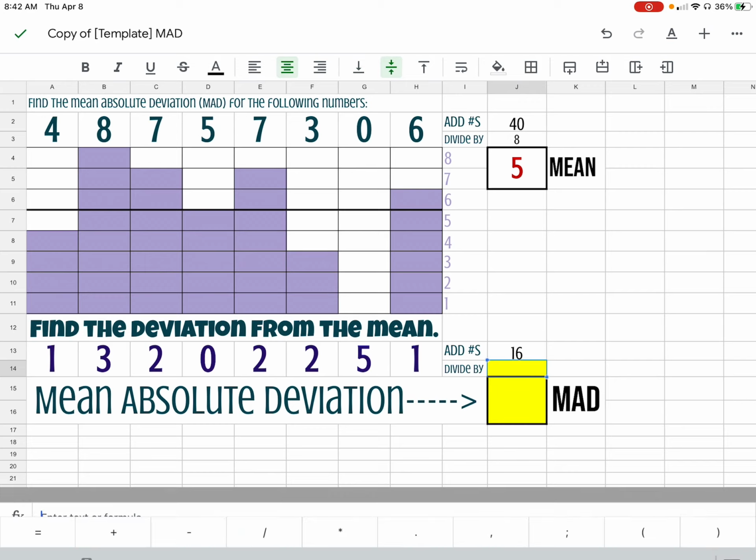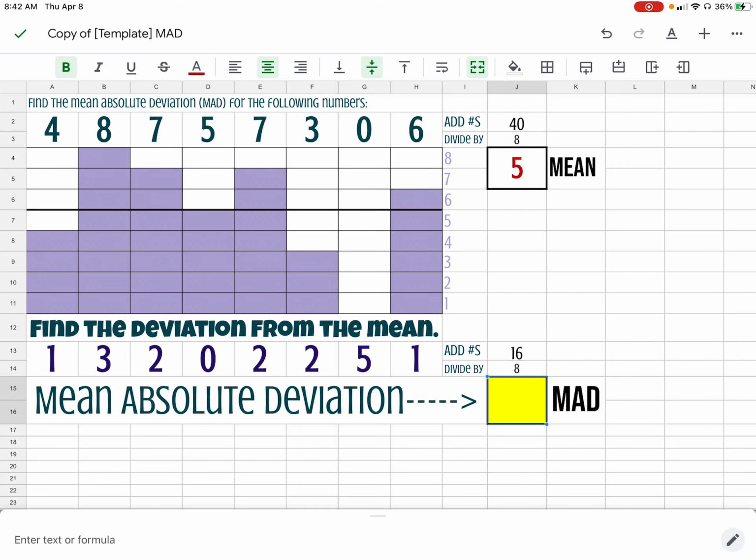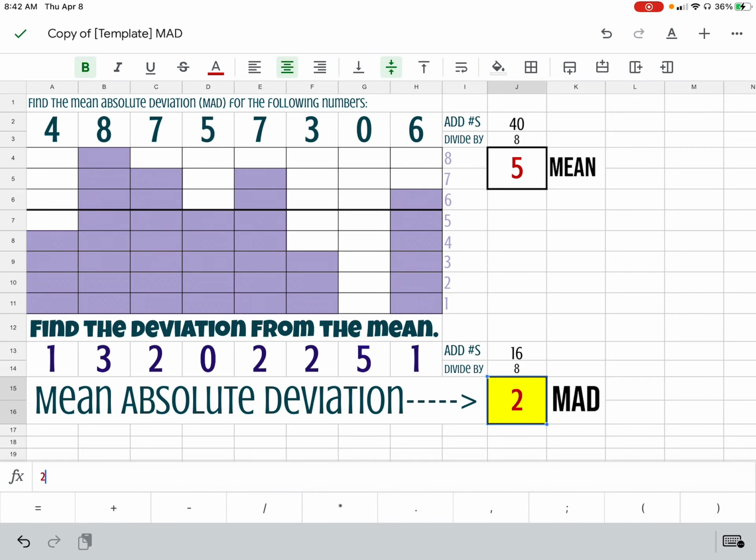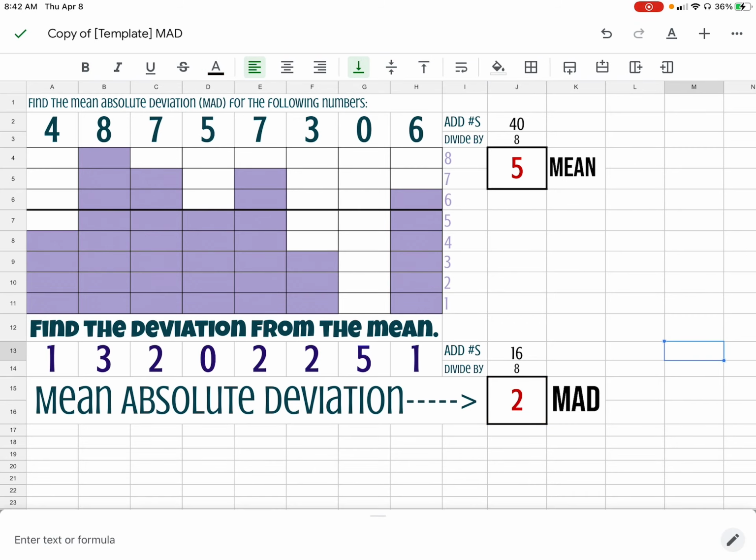We're once again dividing by 8 because there were 8 numbers. 16 divided by 8 is 2. So for this problem, my mean absolute deviation is 2. So we're going to add all the numbers, divide by the total amount of numbers to get my mean, subtract the mean from each number, add up all of the deviations, and then divide again. So we're going to add, divide, subtract each one of them, add, and divide again.